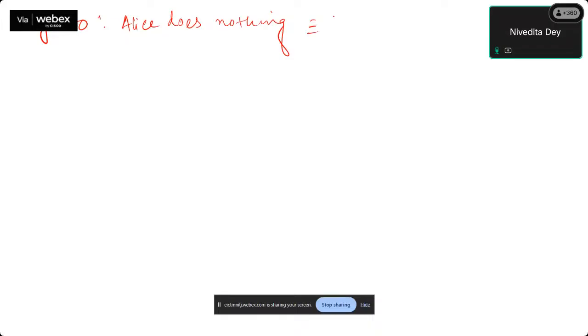That means what is the status of the Bell state? 0 0 plus 1 1 by root 2, because Alice has done nothing. So how Bob will measure it, we will look into that later.